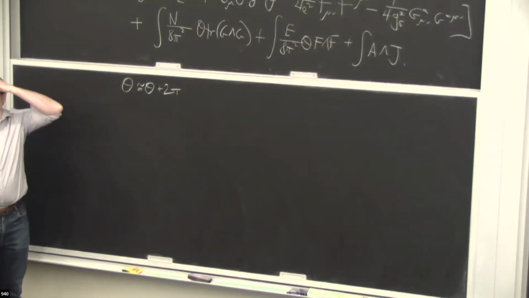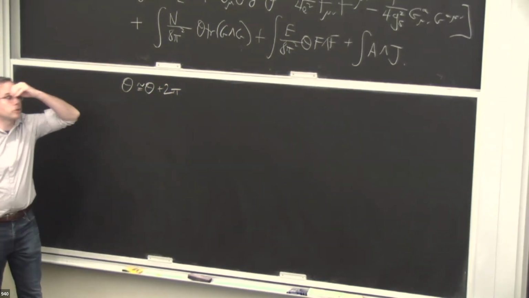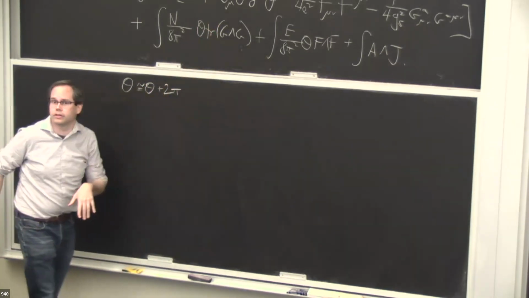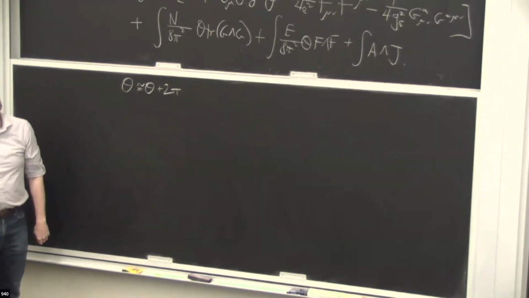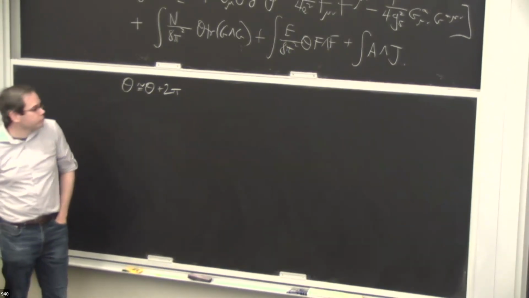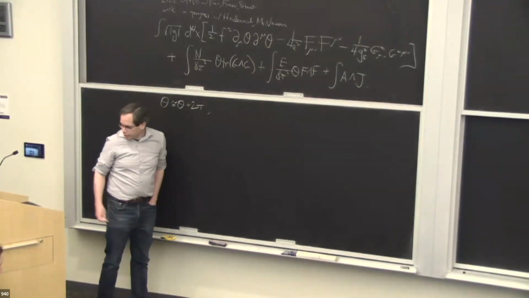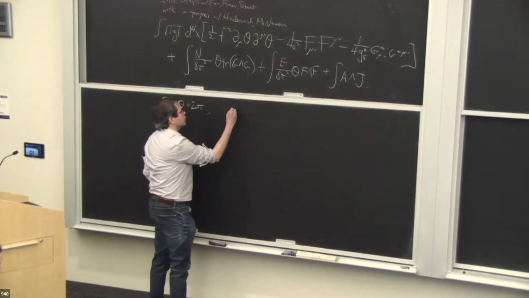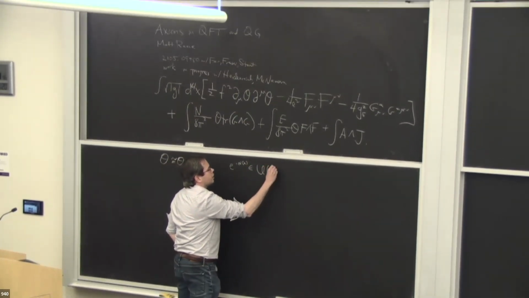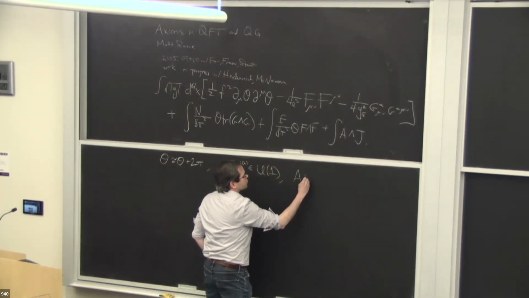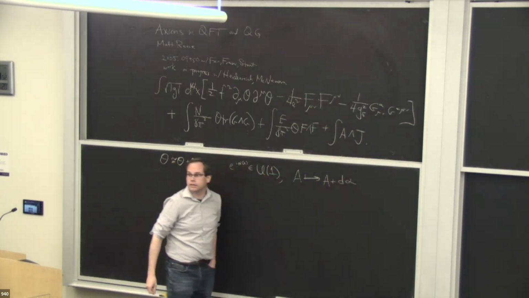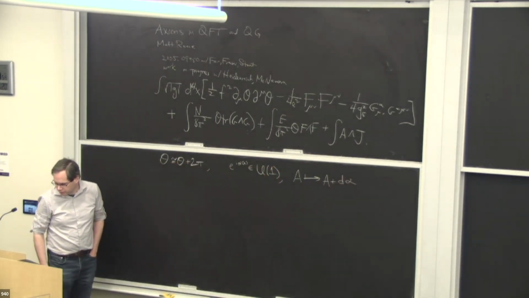Theta is a scalar of period 2 pi. It's not canonically normalized. You have to multiply it by this constant f, the axion decay constant, to canonically normalize it. My photon field is not canonically normalized. It's a U(1) gauge field with coupling e. What that means is that if I do a U(1) gauge transformation e^{iα}, then my photon field shifts by the derivative of α. That's how I'm normalizing my photon.